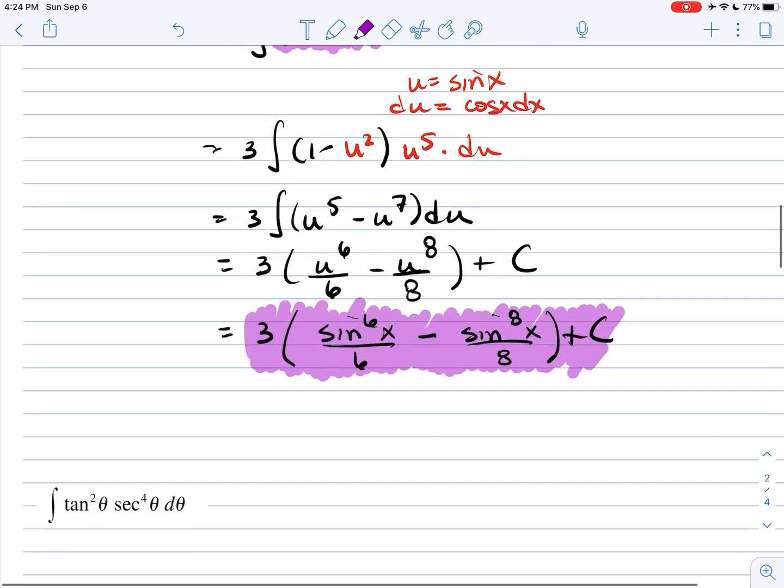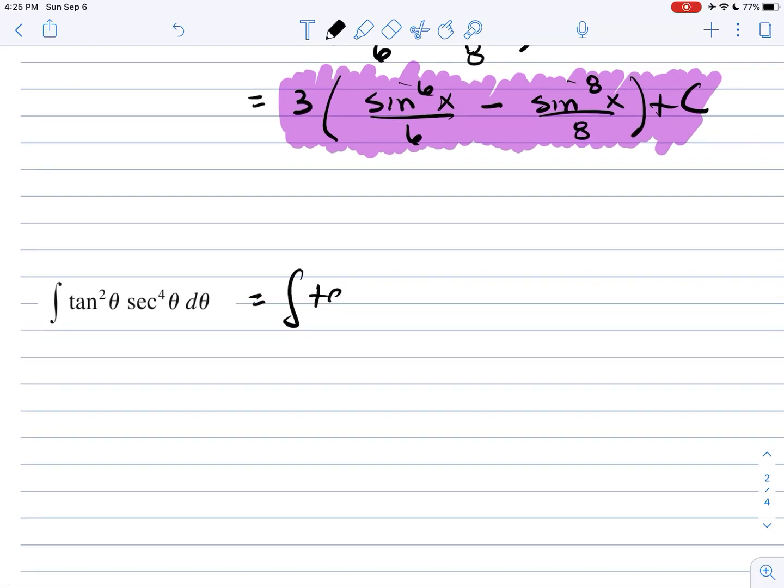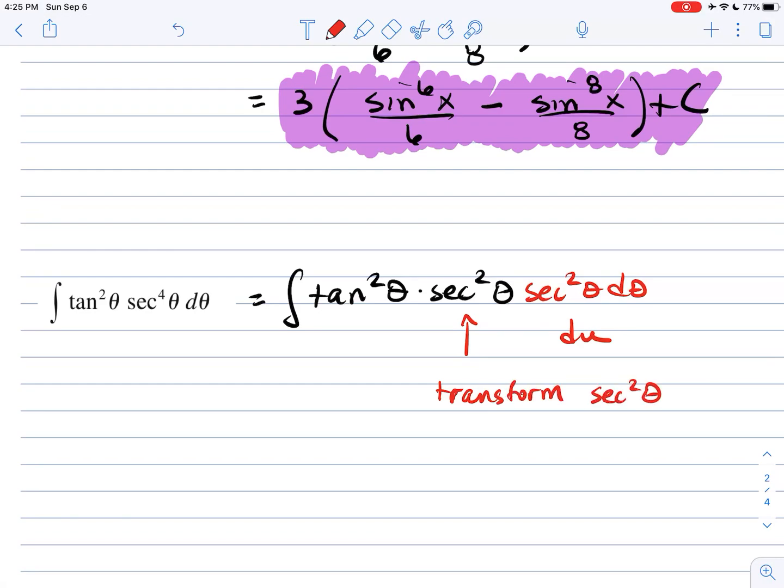All right, let's do another example here. And we have tangent squared secant to the 4th. Tangent is not odd, but secant is even, so we want to borrow 2 secants, so this is going to be tangent squared theta times secant squared theta, and I'm borrowing the secant squared theta d theta, and that's going to be part of my du. We want to say what function has derivative equal to secant squared. Tangent does, and so we'll want to transform our entire expression to be in terms of tangent, so we'll want to transform secant squared.